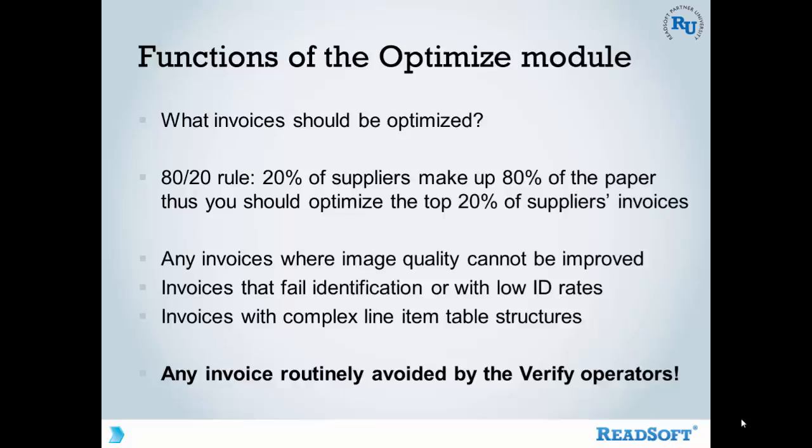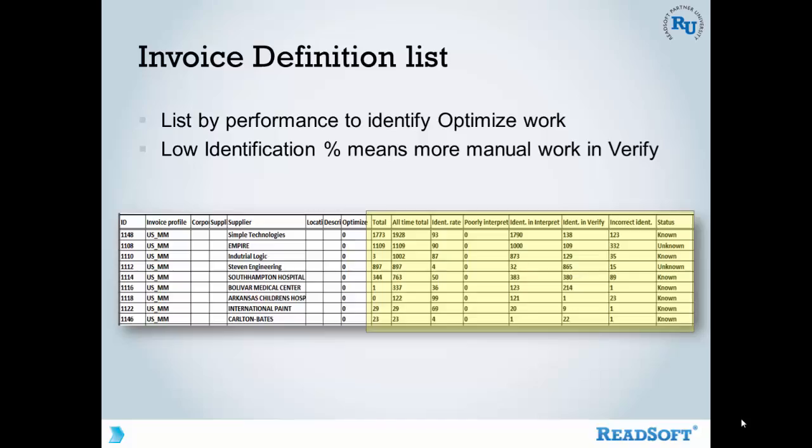The 80-20 rule, where 80% of volume is generated by 20% of your suppliers, is almost always true. Focus your optimization work on your top 20% invoice contributors. Optimize can also be used to apply filters to an area on the invoice where the OCR engine had difficulties to capture and understand the data.